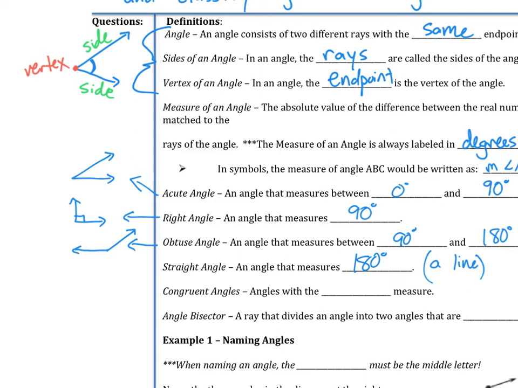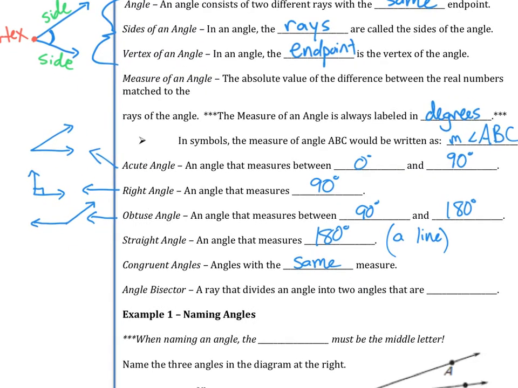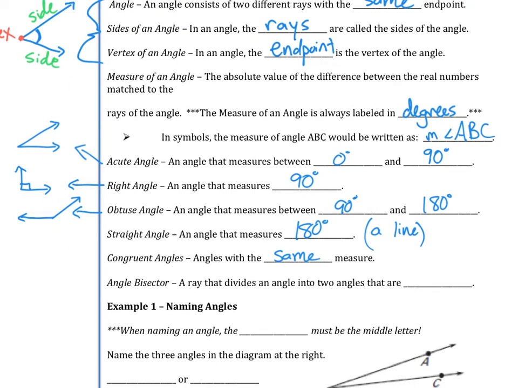Congruent angles are angles with the same measure. And an angle bisector is a ray that divides the angle into two angles that are congruent. Okay, so we have a segment bisector. Now there's an angle bisector.